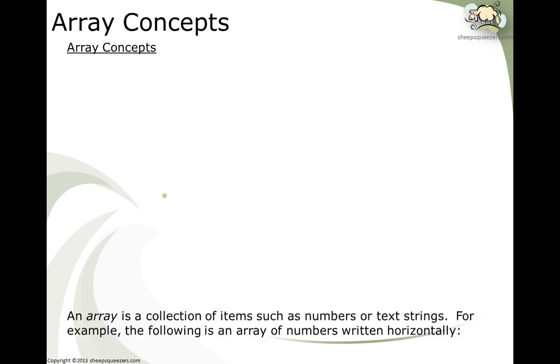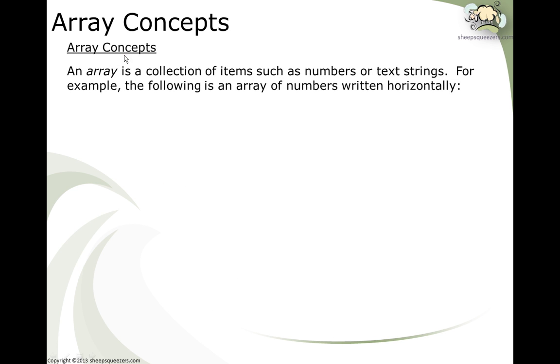So let's talk about some array concepts. An array is a collection of items such as numbers or text strings. For example, the following is an array of numbers written horizontally. I've put a nice curly brace to begin with just to make it look pretty. I've put in a couple of comma delimited values, 10, 20, 30, 40, 50, and 60, and I ended my array with a curly brace on the right hand side, just to make it look very pretty. And this is what an array would look like, let's say.